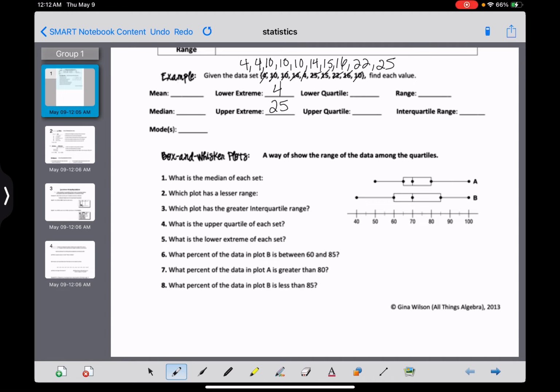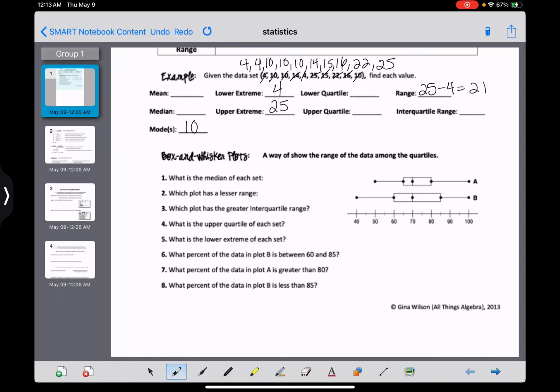Okay, I can see the mode, the most often, that number is 10 because it appears 3 times if I just count it out. 1, 2, 3. So 3 times does that 10 occur. So let's see. The other one that would be easy right now is the range. Remember, that's just your maximum minus your minimum. So I'm taking my upper extreme minus that lower extreme, my maximum minus my minimum. That gives me 21.